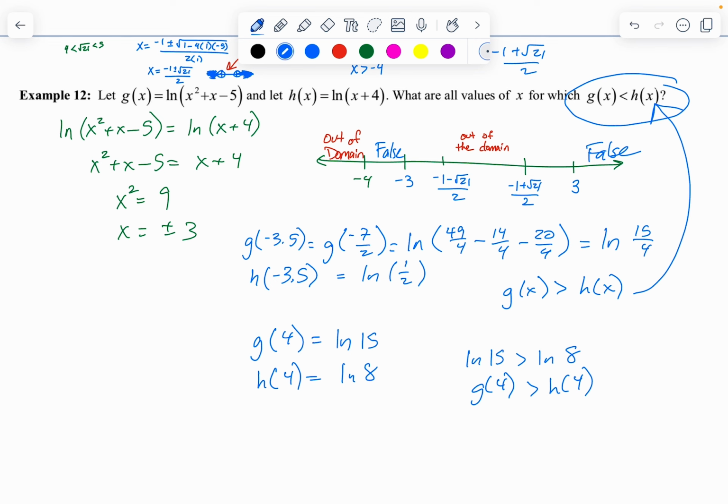Because it's hard to know exactly what these values are, I think that if we tried plugging in 2.9, because 2.9 would be somewhere about here, and then a negative 2.9 would be somewhere about here, I think that would work, but it's really kind of annoying.